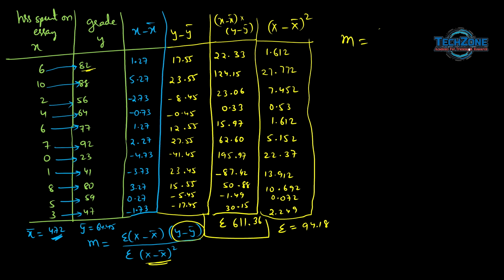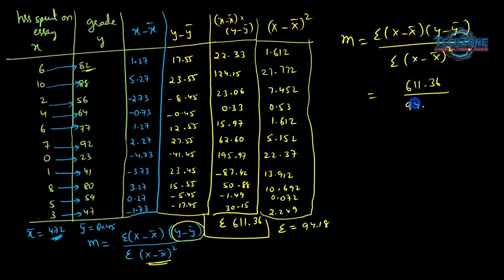Let us go ahead and find the value of m. What is m? It was sigma of x minus x bar times y minus y bar, divided by sigma of x minus x bar whole square. So we have the sigma of x minus x bar y minus y bar, 611.36, divided by 94.18. I have already calculated this number, and it comes to around 6.49. So this is our slope, this is our m, 6.49.